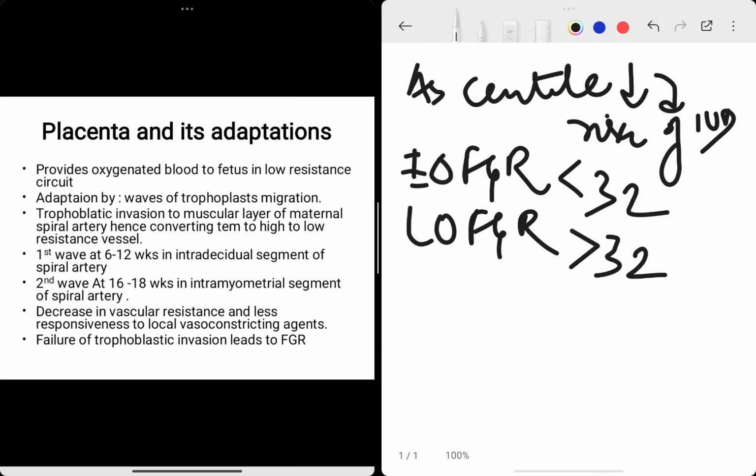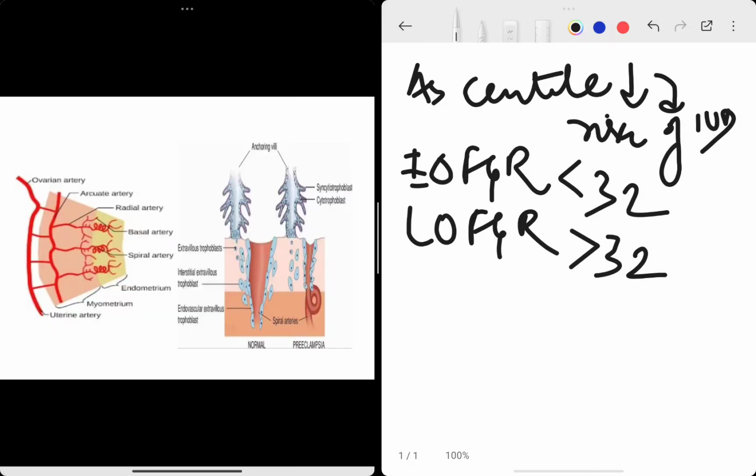The first wave occurs at 6 to 12 weeks, where the intradecidual segment of the spiral artery gets trophoblast invaded. The second wave occurs at 16 to 18 weeks in the intramyometrial segment of the spiral artery. In preeclampsia this wave is abnormal, or in IUGR this wave is affected. What this trophoblastic invasion does is decrease the vascular resistance and responsiveness to local vasoconstricting agents, while if this trophoblastic invasion fails, it can lead to fetal growth restriction as well as preeclampsia.